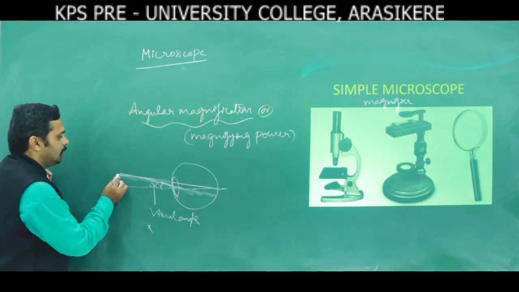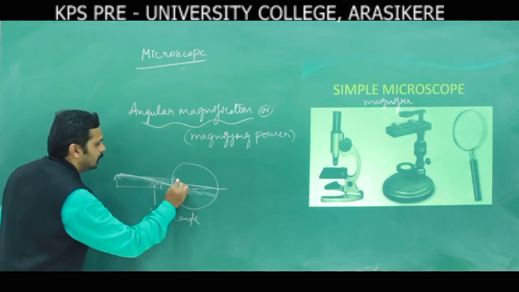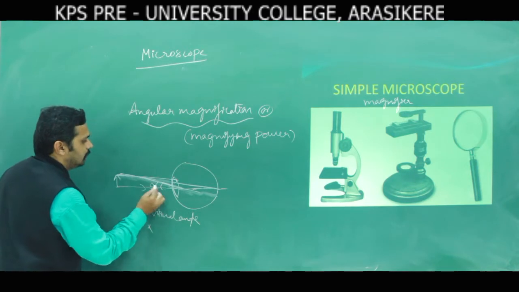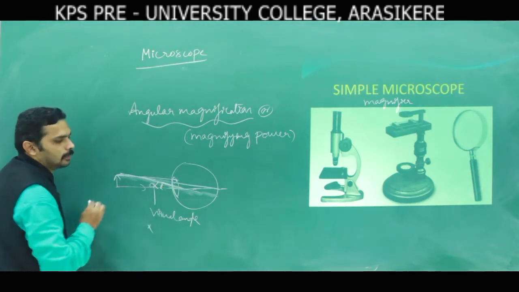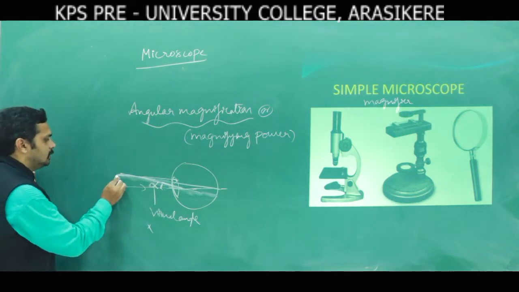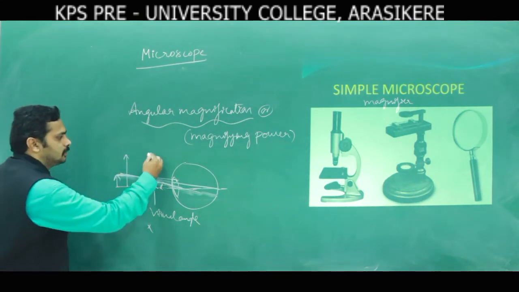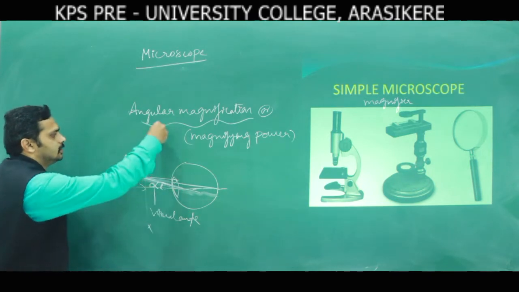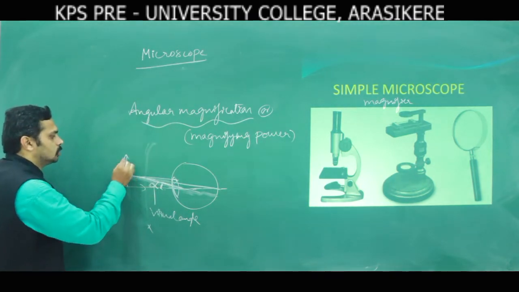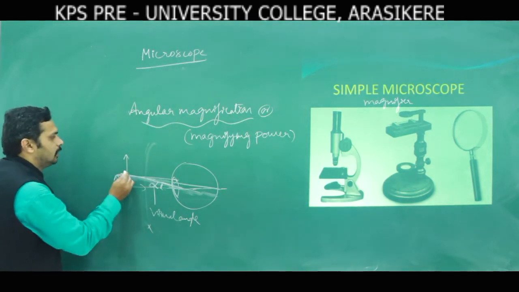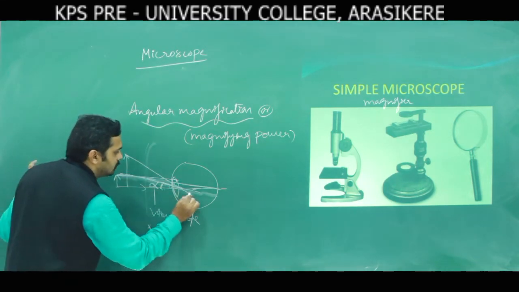An object is placed, light rays have come from this object, and what has formed? An angle has formed. Similarly this is the object, here we will get the image of the object by using, imagine yourself, this is the simple microscope. From the simple microscope we got the magnified image. Look at here, this is the image. Look at here, this is the angle.